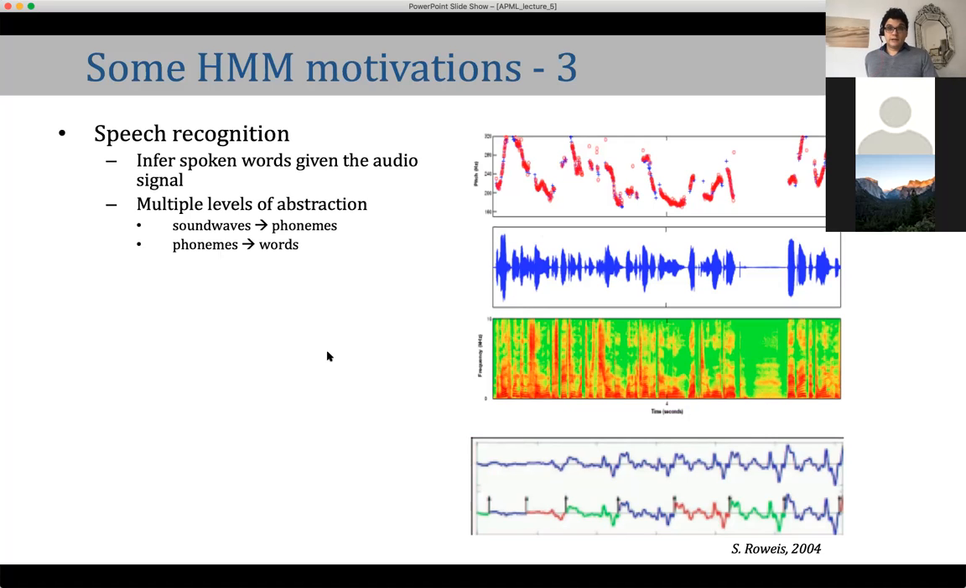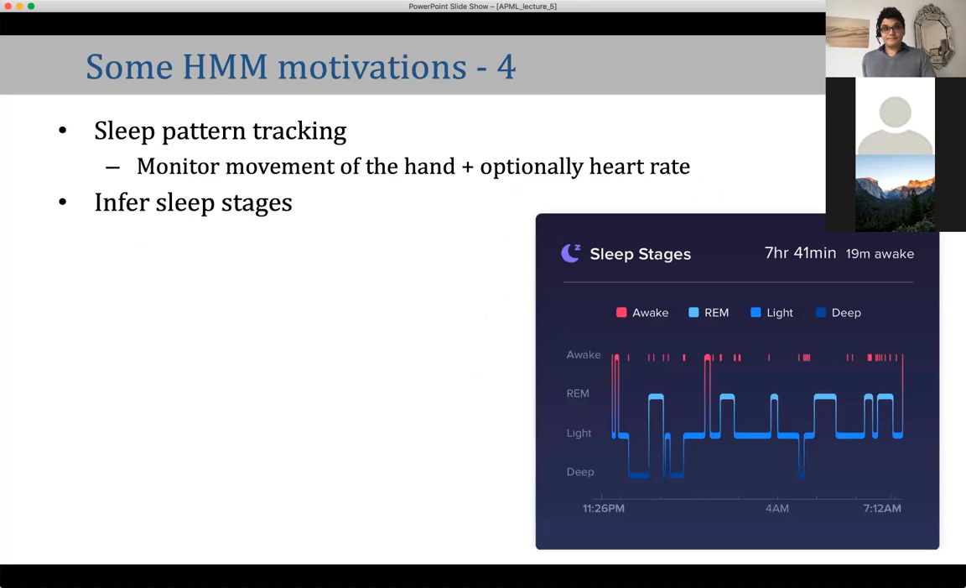I think now the best speech recognition tools that you have from the last 5 years, which really made a difference, are not based on this model anymore. Of course. And then a last example.